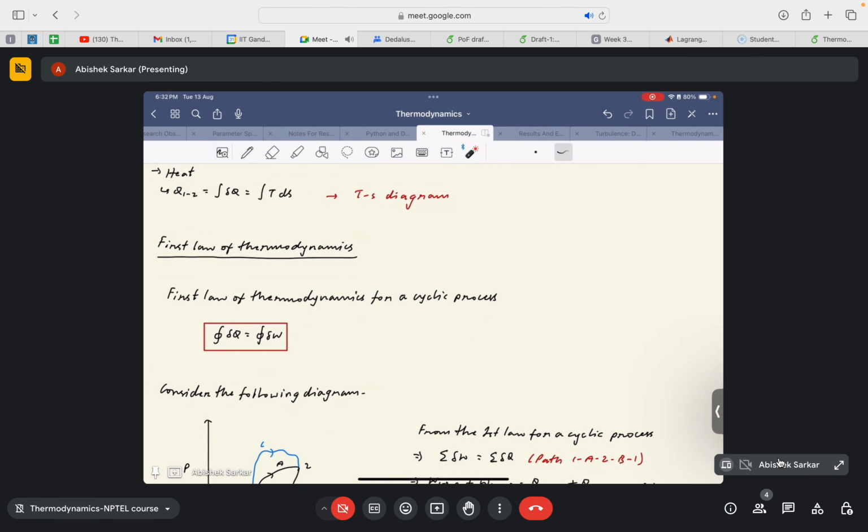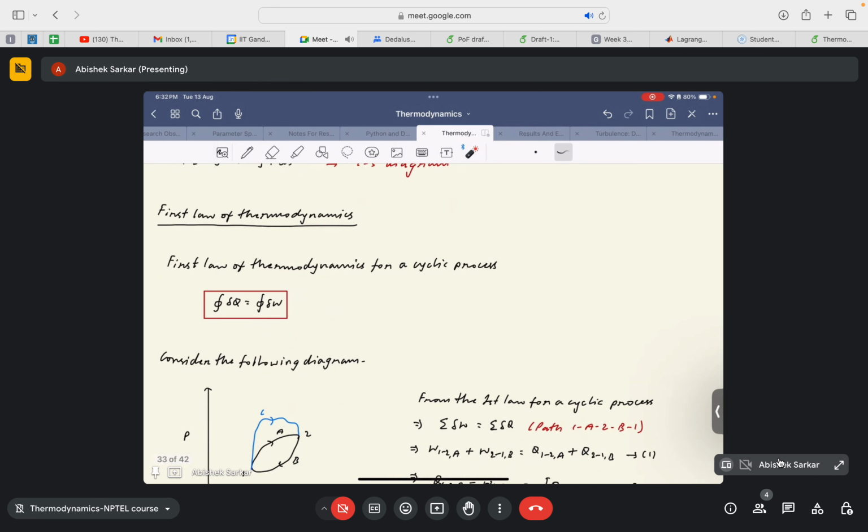The first law of thermodynamics is basically the law of conservation of energy. In the case of a cyclic process, the first law takes a special form: the cyclic integral of delta Q is equal to the cyclic integral of delta W. Or the net cyclic integral of heat transfer is equal to the net cyclic integral of work transfer, in the case of a cyclic process.